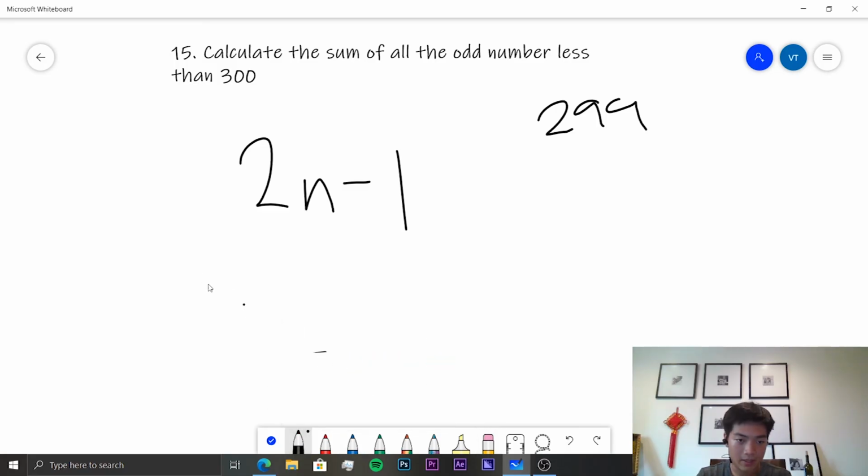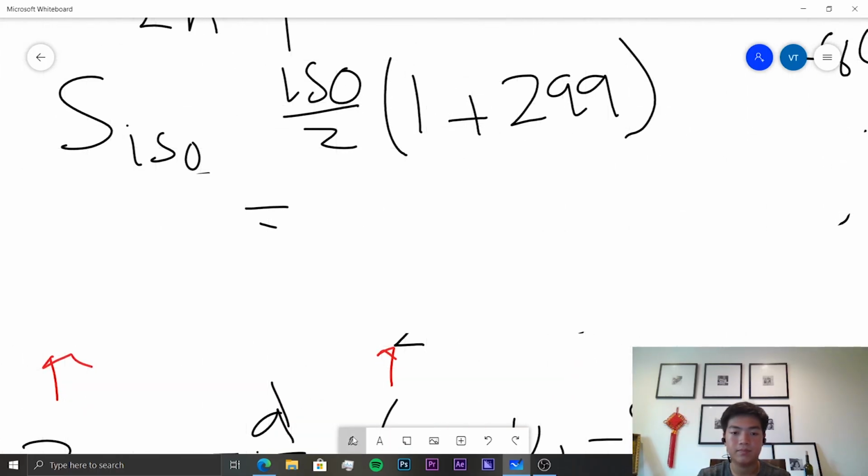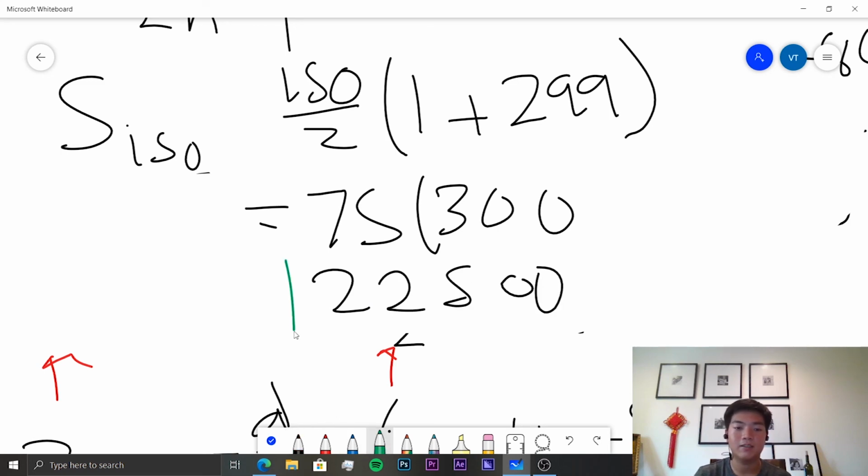So we have to sum 150, and it would be 150 divided by 2 times the first term, 1, plus the last term, 299. That's equal to 75 times 300, which is equal to 22,500. And that should be the final answer.